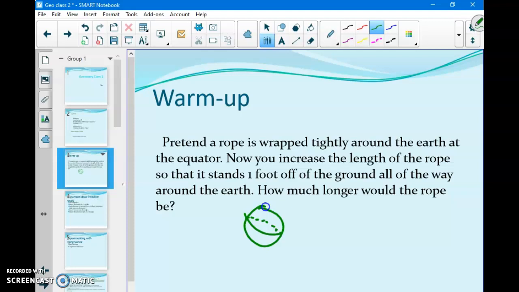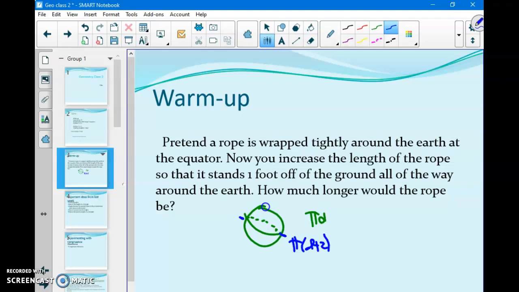Well, we know that pi times diameter would give us our circumference. And we know that if we added enough rope to add 1 foot to each side, so it's 1 foot further on this side and 1 foot further on that side, then the second rope, that's much longer, is going to be pi times the diameter plus 2 feet.